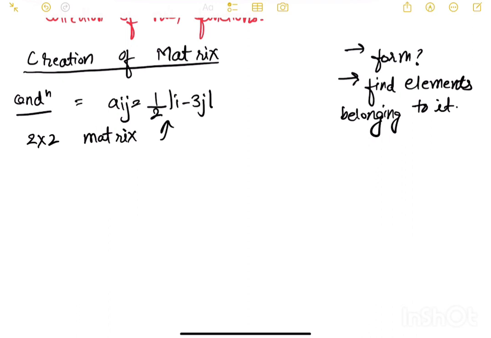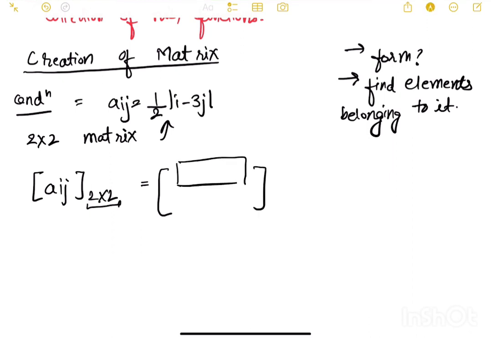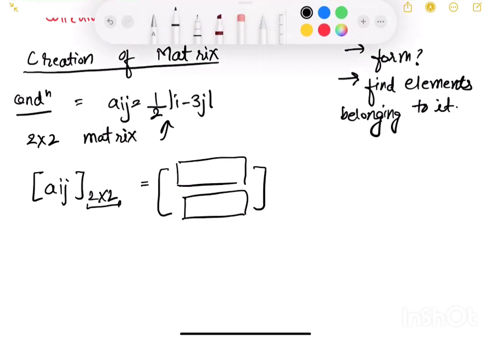Okay, so now that we are asked to make a 2 cross 2 matrix, we need to understand what the basic representation is. I just told you that we write a matrix as Aij with the order. Now what does 2 cross 2 mean? That it will have 2 rows and it will have 2 columns, isn't it?